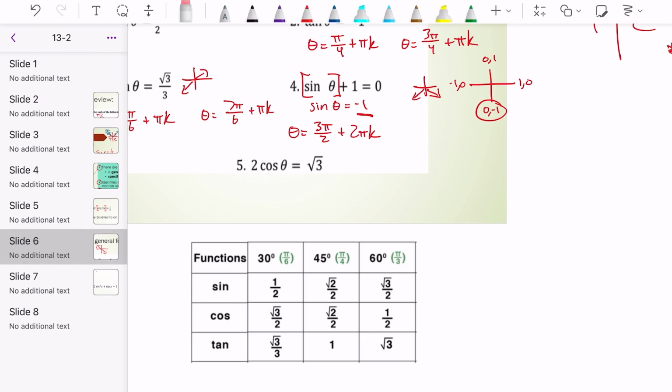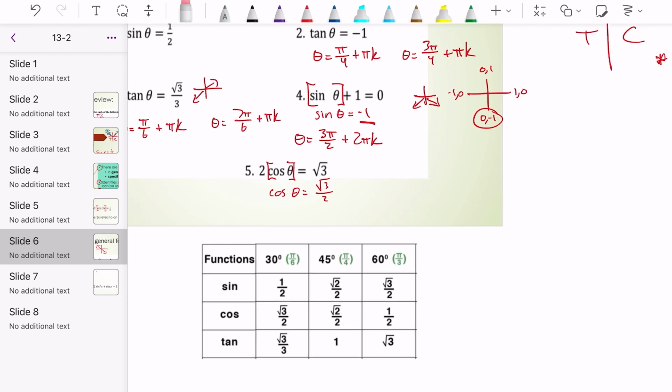In number 5, taking a look at 2 cosine theta. Once again, we want to get the cosine theta by itself. So in this case, we're going to divide by 2 first. Cosine theta is equal to the square root of 3 over 2. Once we find its 2 locations, which in this case would be at pi over 6, we would set theta equal to pi over 6 plus 2 pi k.